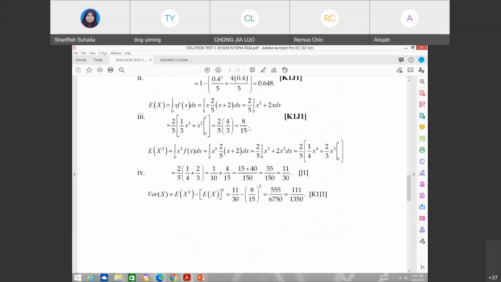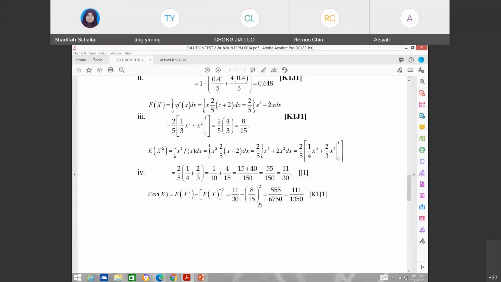Okay, in order for you to find your variance, the formula is given as EX square minus EX and then square the value. Okay, so find EX square first. So X square times your density. Okay, so selesaikan. So you get 11 over 30 and then minus your EX, you'll get 8 over 15 and then square the value. Okay.